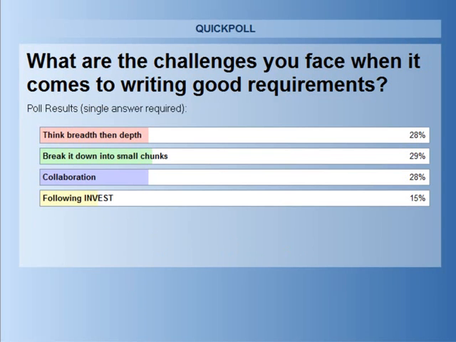Do we have some results to show? Yes, we do. What we have here is actually almost a three-way spread between think breadth then depth, break it down into small chunks, and collaboration all have very close to 30%, and follow INVEST is sitting at about 15%. And that may be because we're going to describe the INVEST attributes here in a little bit more detail, so that may not be quite as well understood by everyone. So if we're broken three ways across the first 3 points, that is breadth and depth, breaking into chunks and collaboration, that's probably pretty typical. So these are areas which typically give organizations difficulty in Agile software development, and it's not that unusual.